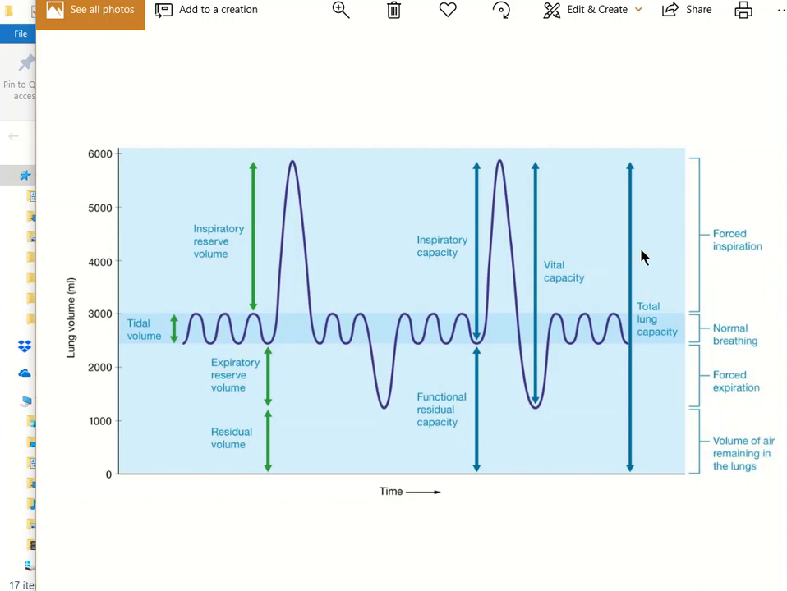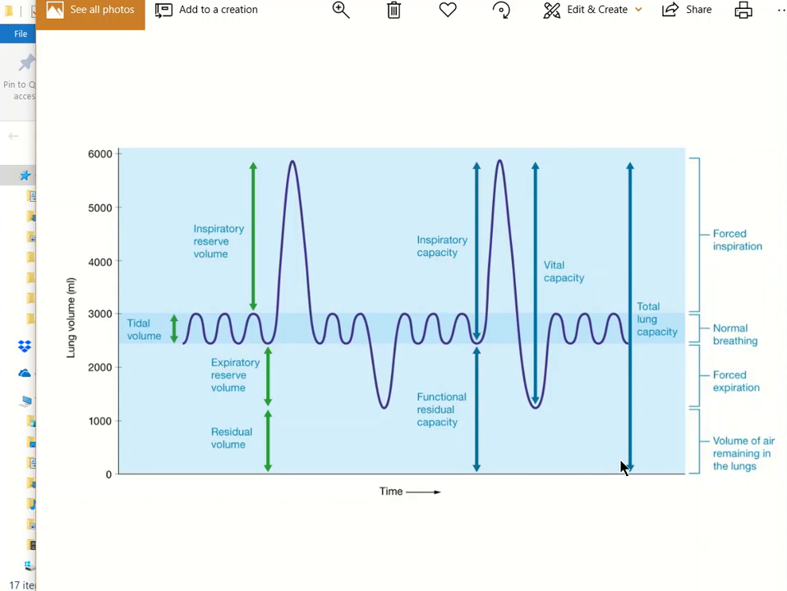Then total lung capacity, think a little TLC. TLC, you get a little bit of everything. Total lung capacity is going to be IRV plus TV plus ERV plus RV, so it's all of these values added up. You can also think about it like the amount of air that you're exchanging plus the non-exchangeable air.